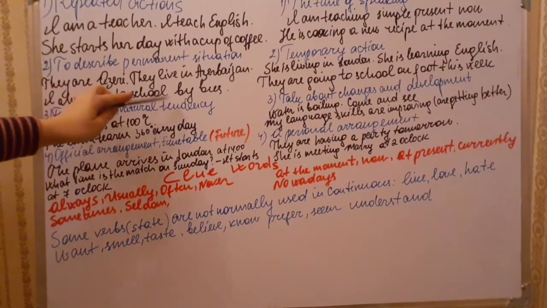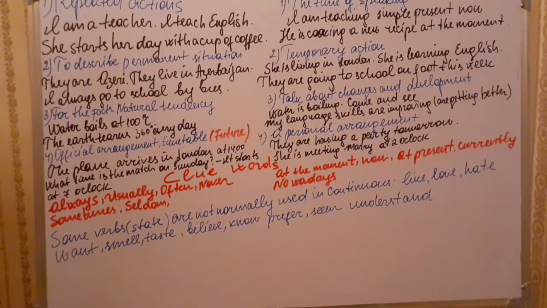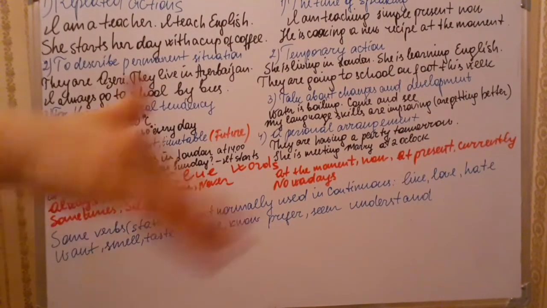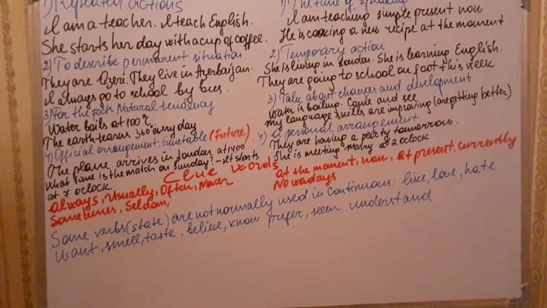I always go to school by bus. It means that I don't have a private car, so I have to go to school by bus. I have a tendency, and it is a permanent situation. I don't have a car, or maybe the school is far from our house. That's why I'm not able to go on foot. I don't go to school on foot, so I need to go by bus. Yes, it's a permanent situation. Maybe if I buy a new car, then I'll think about it.